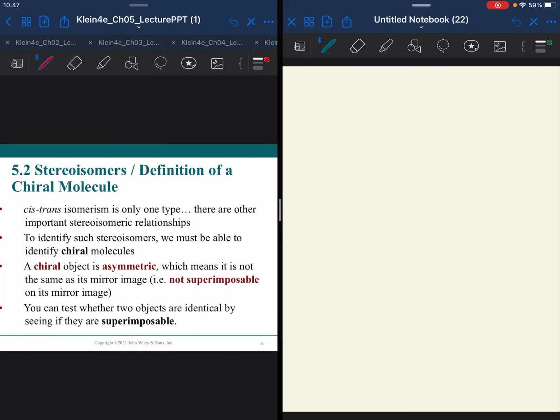Okay, welcome to Chapter 5, Part 2. So in this section, we're going to talk a lot more about stereoisomers. So we know isomers are same formula but different compounds, and that can be split into constitutional, which is same formula, different connectivity, versus stereoisomers, which is same formula, same connectivity, different orientation in space. From here, there are a couple other types, and we're going to go through at least one of those in this video.